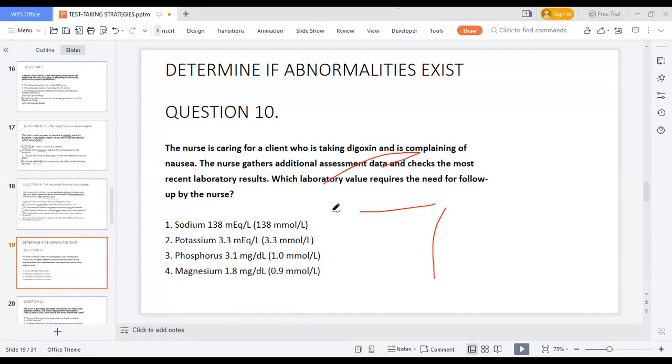Yeah, before we proceed, the option here is 2. Potassium is out of range, it's low. So you answer this question, the others are within normal range. They are all within normal range. So we answer this question by determining if abnormalities exist.